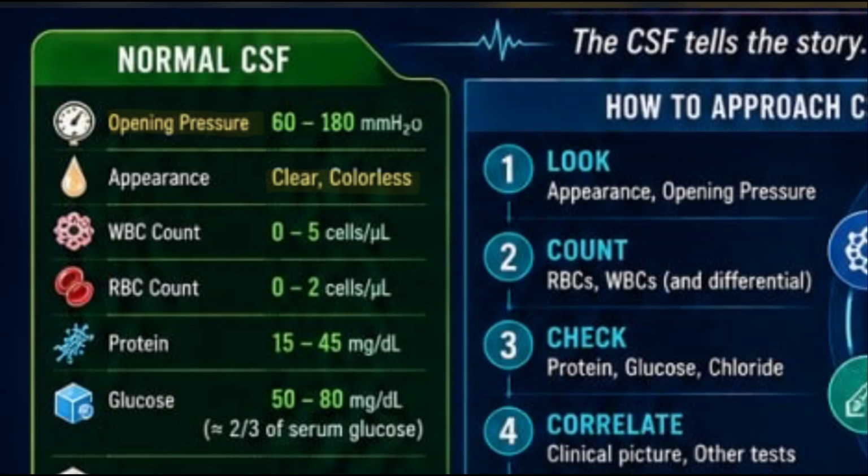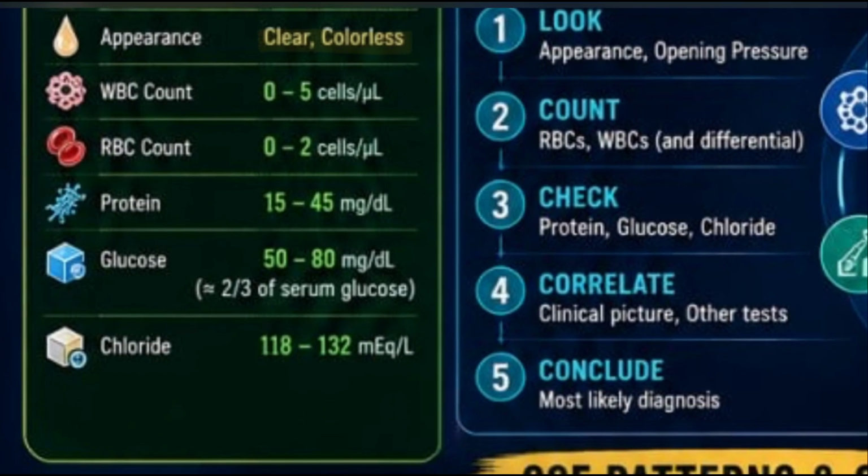WBC 0 to 5 cells, red blood cells 0 to 2 cells, and protein 15 to 45 milligram per deciliter. Glucose 50 to 80 milligram per deciliter, and one important thing, CSF glucose is two-thirds of serum glucose. And next is chloride, which will be 118 to 132 milliequivalent per liter. So if you know the normal values, you can easily find out the abnormal things.